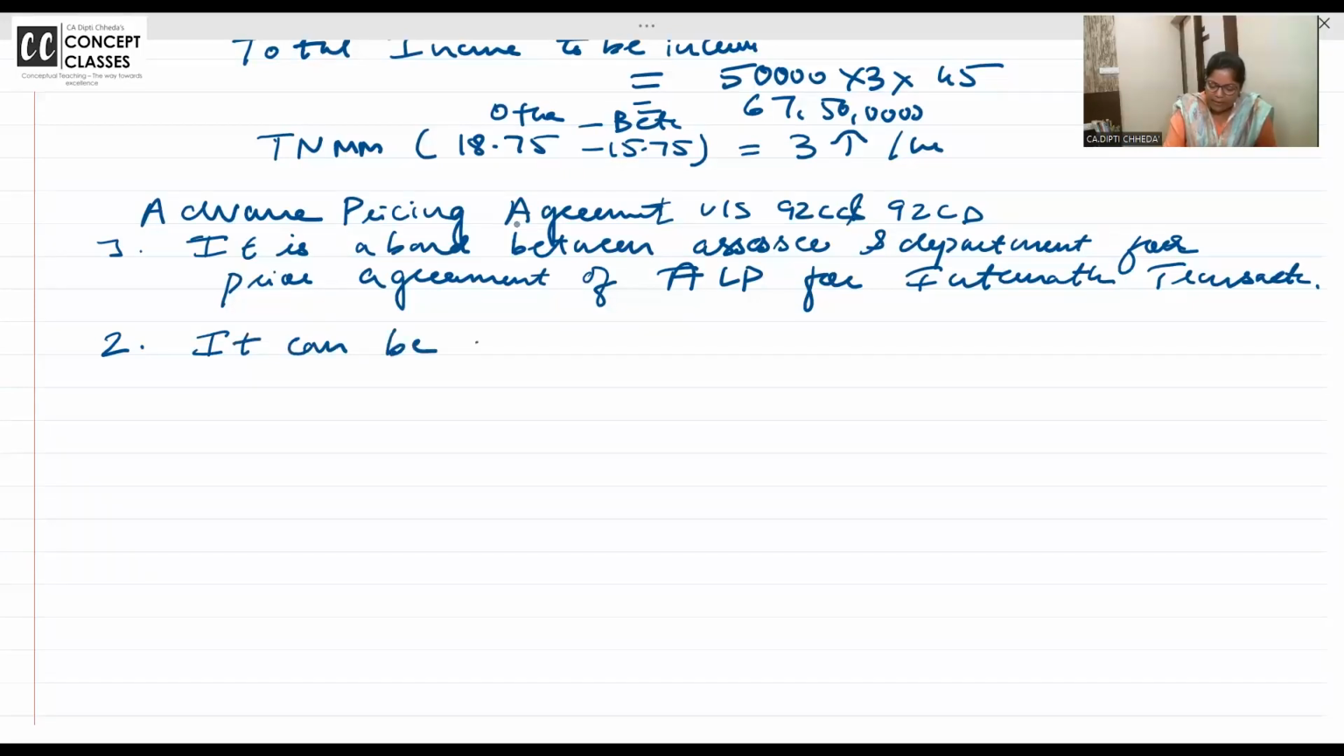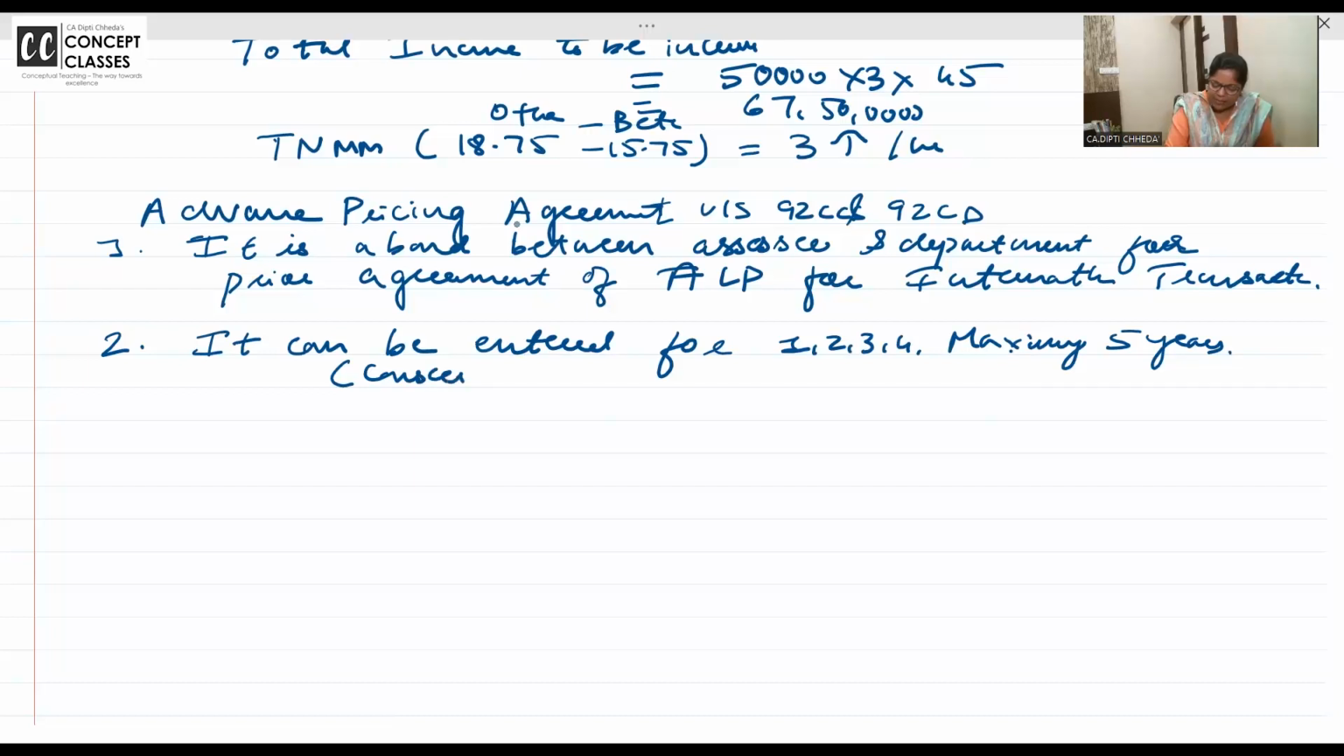It's an agreement. It can be entered for 1, 2, 3, 4, maximum 5 years. 5 years maximum है dear students. लेकिन जरूरी नहीं है कि you have to enter it for 5 years. And 5 consecutive years. ये जरूरी है. Consecutive मतलब continuous years. ऐसा नहीं कि अभी 3 साल फिर 2 साल छोड़ दो फिर हम अप्लाई करेंगे. No.